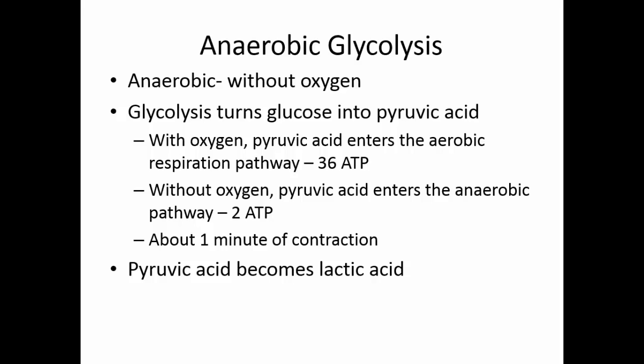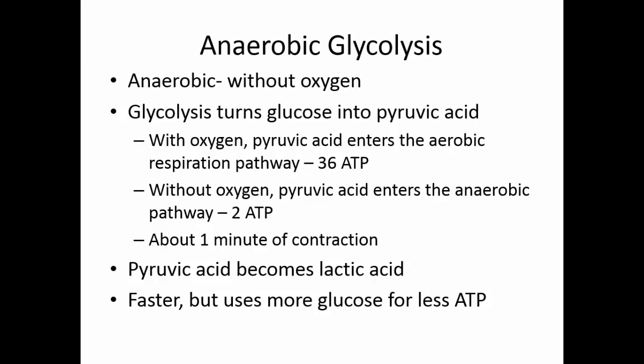However, if it's cleared from your muscles, it can go to your liver and be turned back into pyruvate, and we can run it back through the aerobic respiratory system. Anaerobic glycolysis is very fast because there are very few chemical reactions involved in this, but we don't get very much ATP out of our glucose molecule.